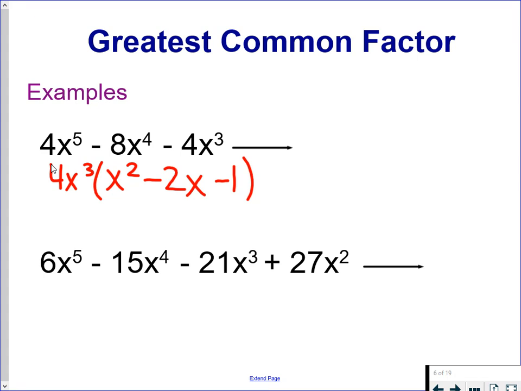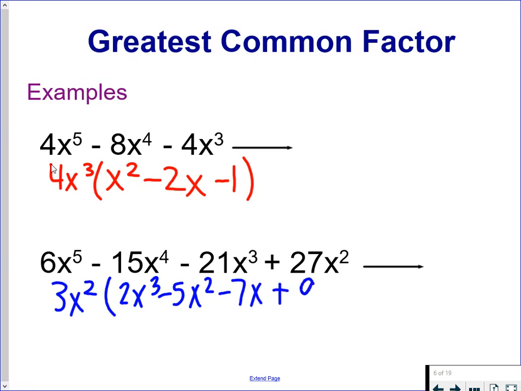Okay. What about the next one? What's my greatest common factor? Yeah? 3x squared. So they all have at least 2 x's, and they're all divisible by 3. Here we go. I get 2x cubed minus 5x squared minus 7x plus 9.